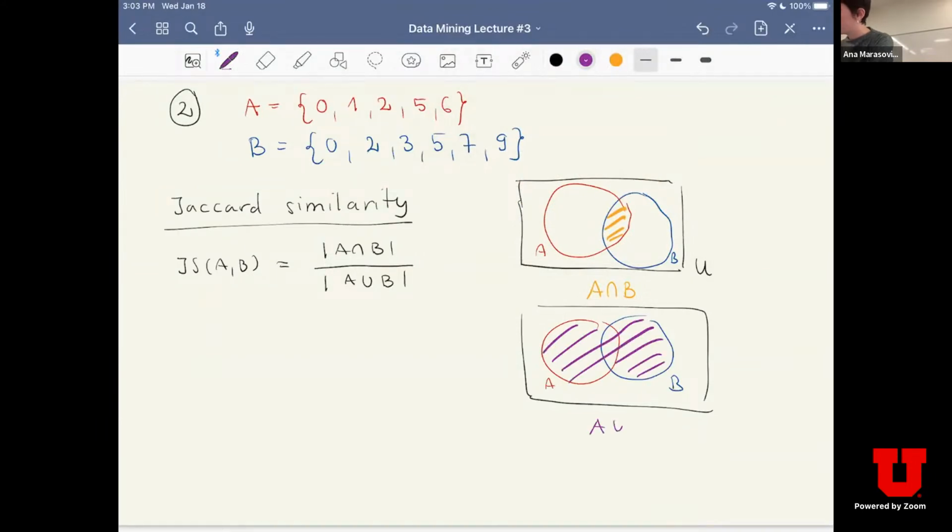That's A union B. Okay. So I guess this should be pretty intuitive, right? There isn't much to it. And then if we plug in our concrete values for A and B, let's see what we get.